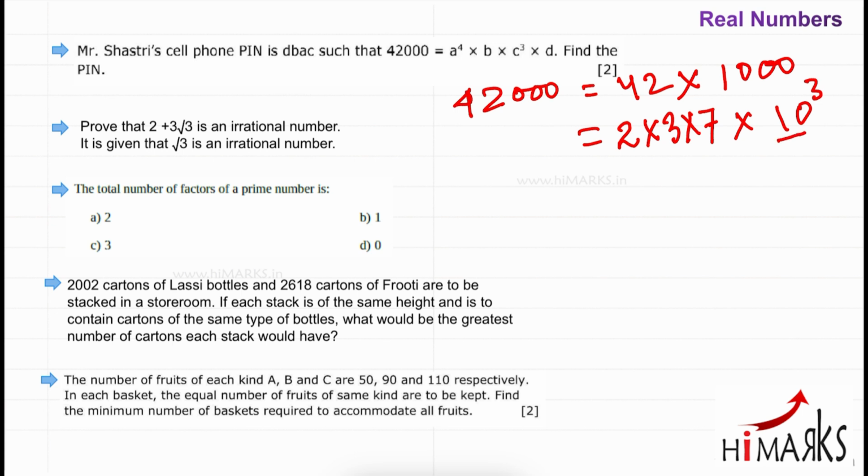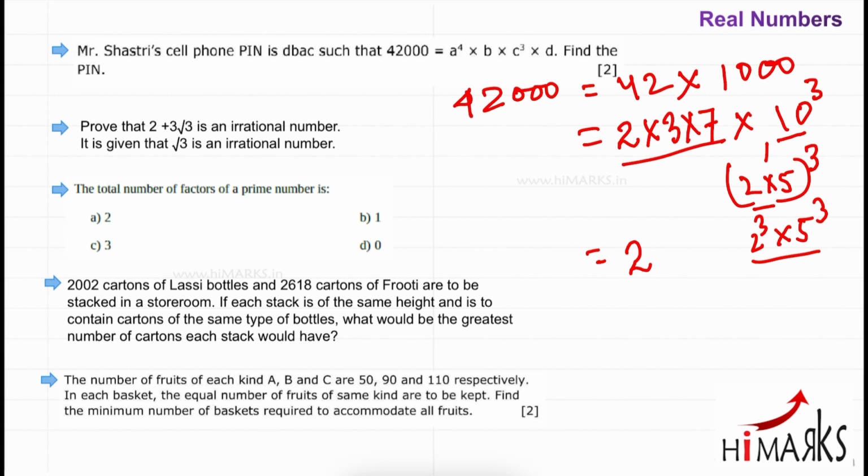Now 10 is a composite number, so you break 10 as 2 into 5. So that is 2 into 5 to the power 3, which will give 2 to the power 3 into 5 to the power 3. Now let us combine these. So 2 to the power 4 into 3 into 5 to the power 3 into 7. So this is the total.